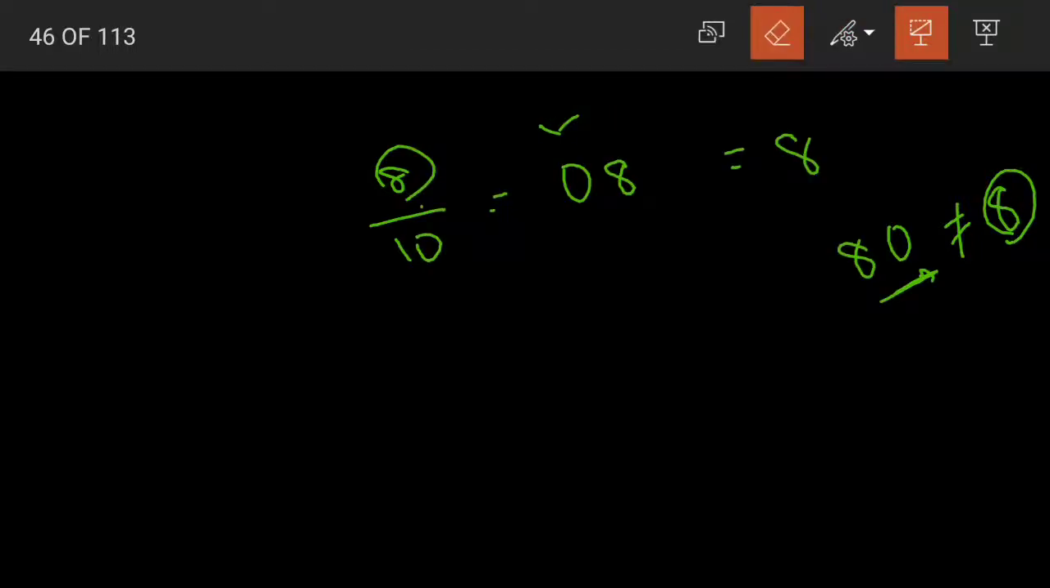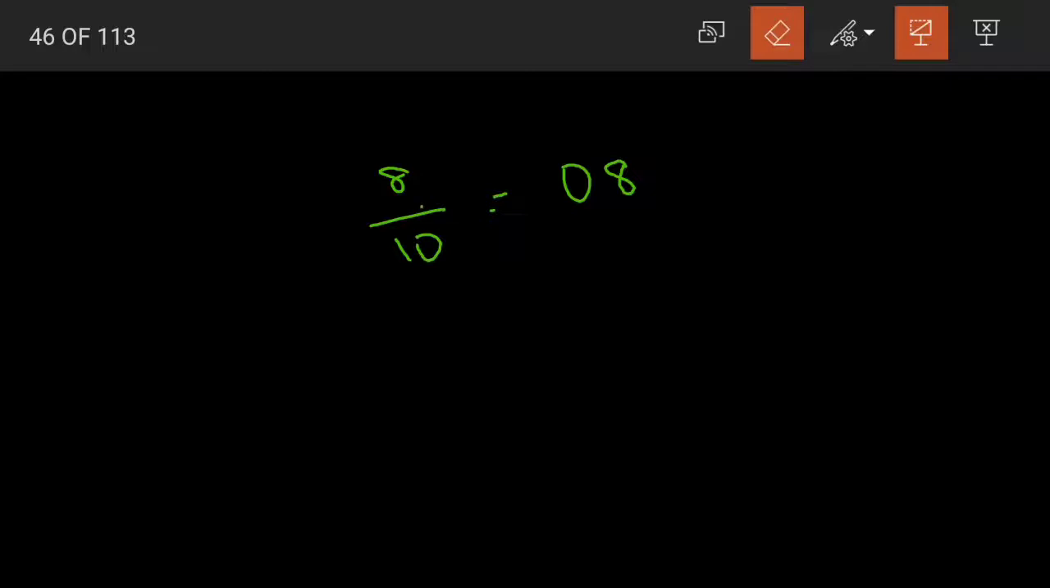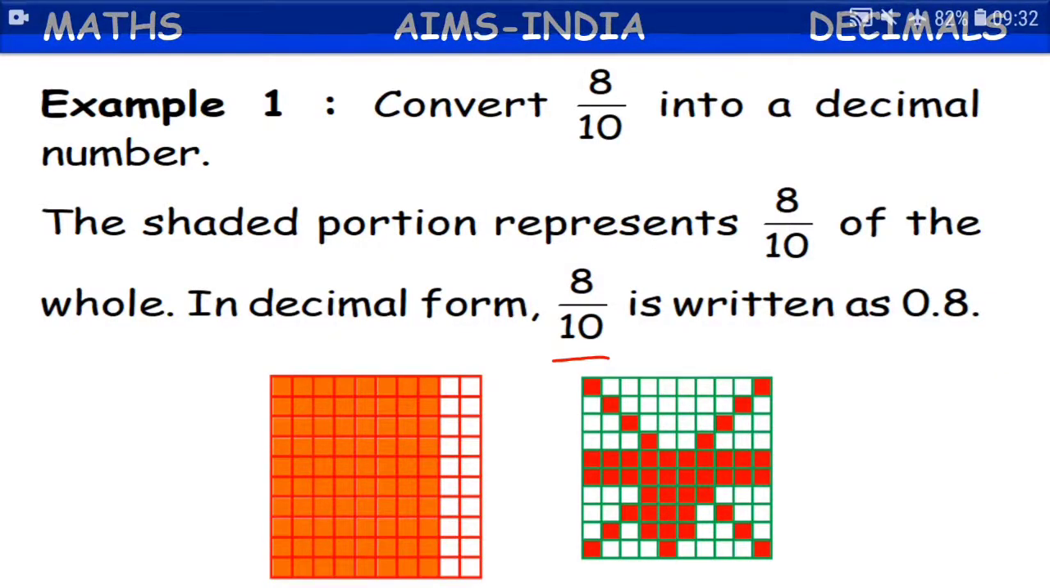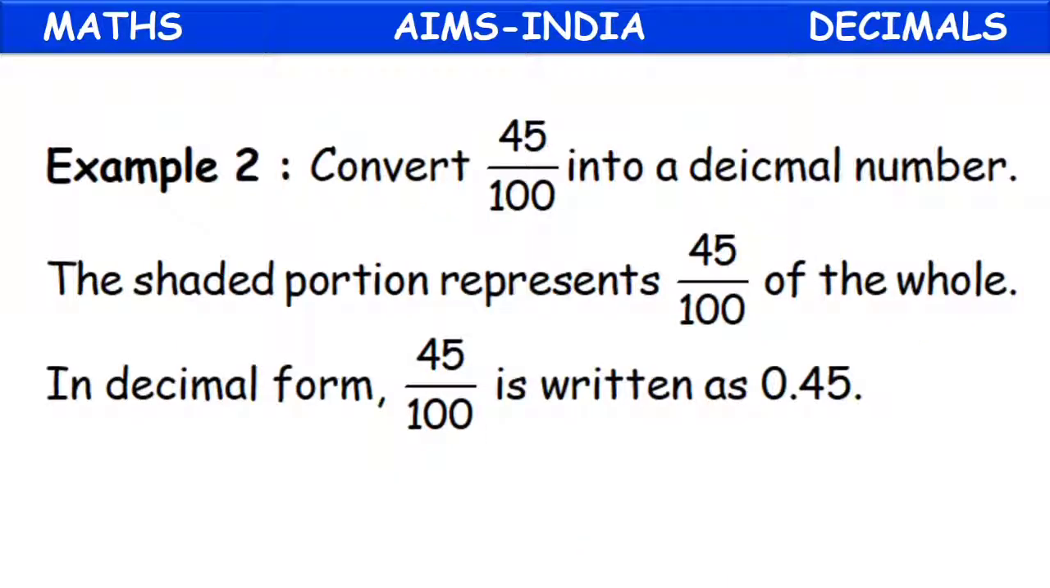Now 08 is our number and where to keep the decimal point? For that we need to count the number of zeros in the denominator. In the denominator we have 1 zero. So after one digit from the right we'll place the decimal point. So 8 by 10 is equal to 0.8. The decimal form of 8 by 10 is written as 0.8.